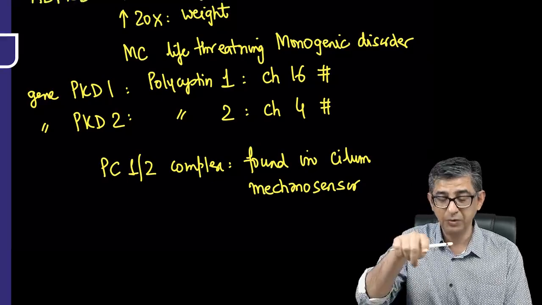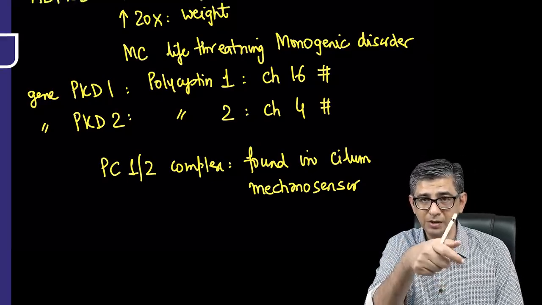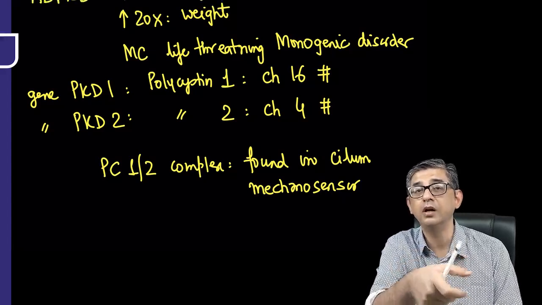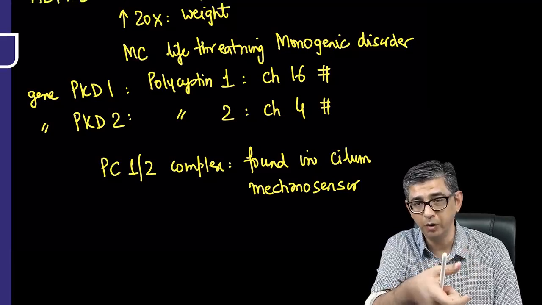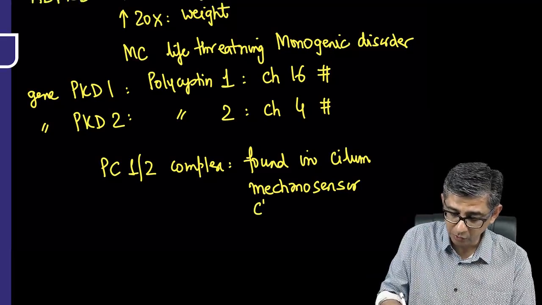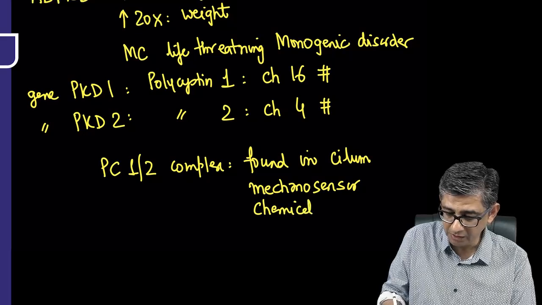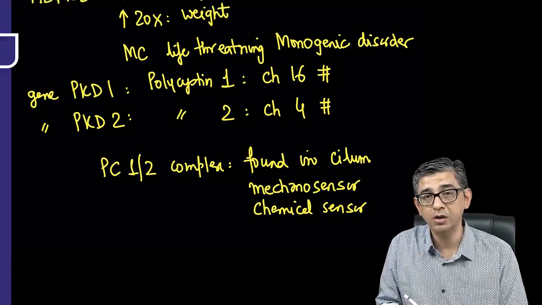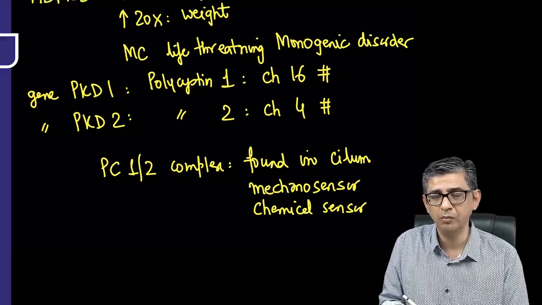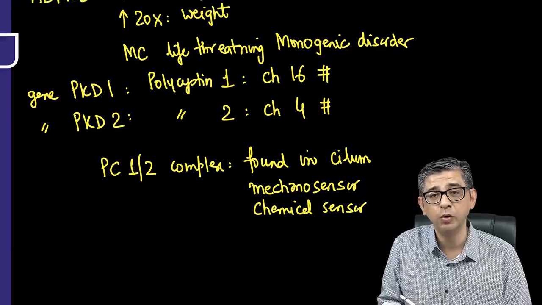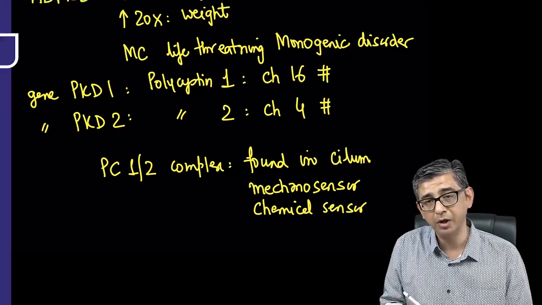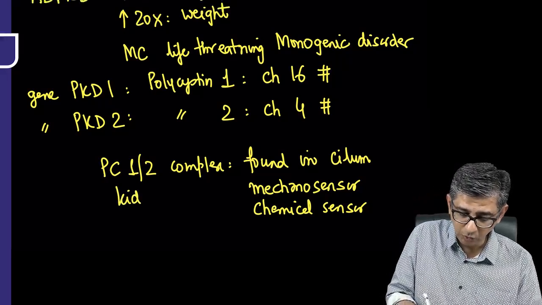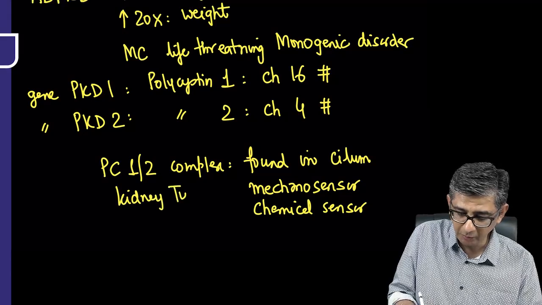So this PC1, PC2 complex is going to function like a mechanosensor. It's going to measure how much ultrafiltrate is traveling through the tubules. At the same time, it's also going to act as a chemical sensor, because multiple electrolytes are lost in the urine, sodium, potassium, calcium to name a few. So this is also going to act like a chemical sensor as well. So per se, the PC1, PC2 complex is present in the kidney tubules.